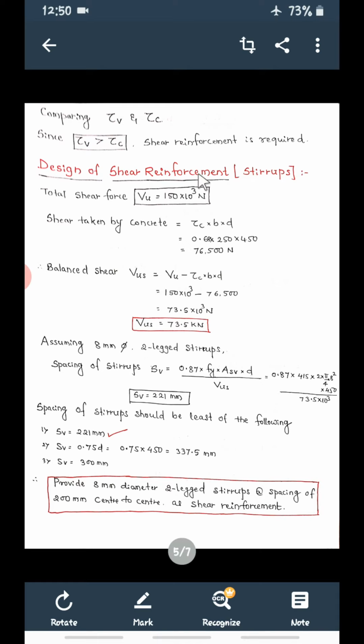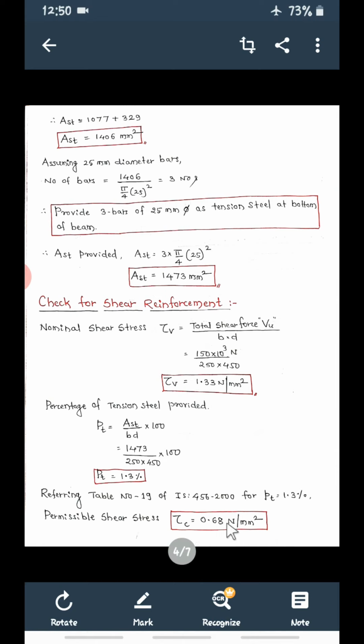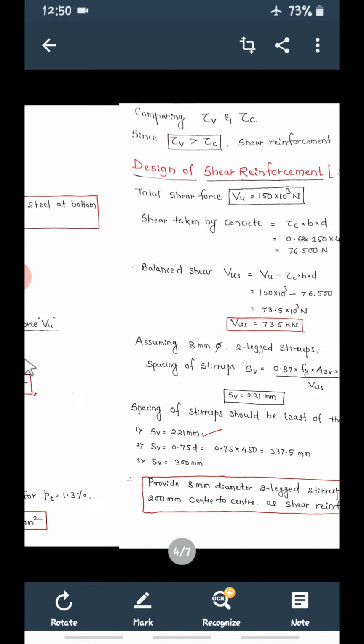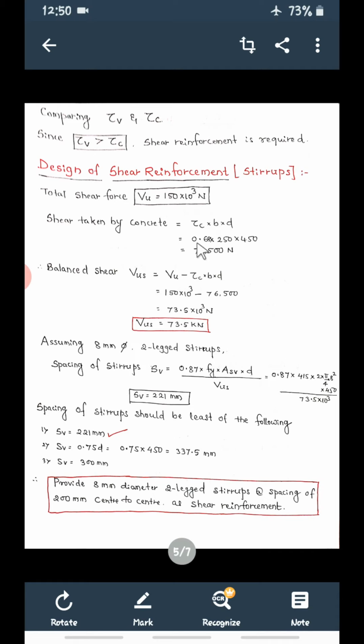Now out of this total shear force, some amount of shear force will be taken by concrete also. So how much will concrete take? Shear taken by concrete is tau c into BD. This tau c value, not tau v, tau c into BD. So 0.68 into 250 into 450. So out of this 150 into 10 raised to 3 Newton, how much will concrete take? 76,500 Newton. This much shear force will be taken by concrete.